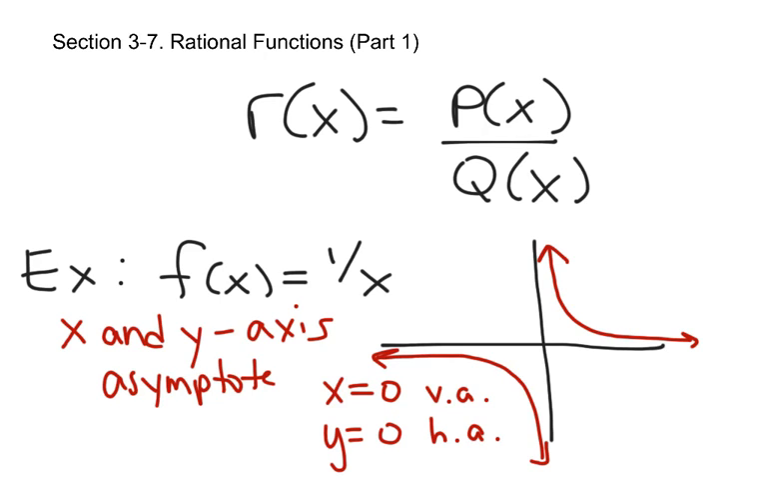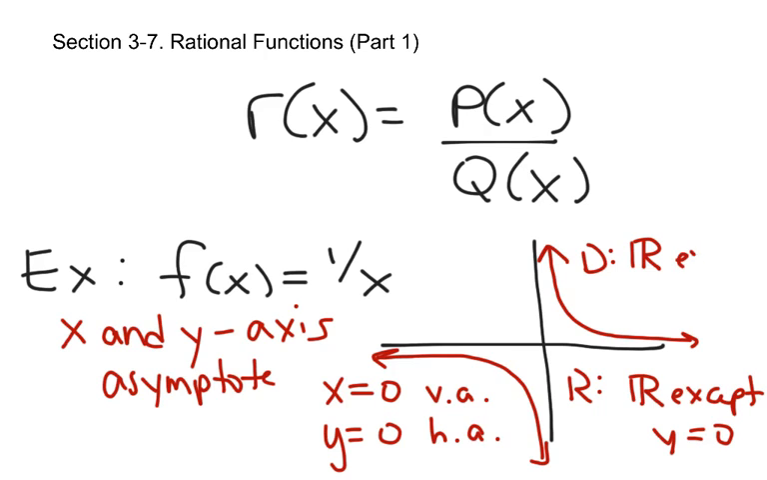How about the domain and range of this function? Well, the range is basically all real numbers, except there's one value that'll never be the output, and that is 0. So the range is all real except y equals 0. The domain is the same thing. It's also all real except x equals 0.